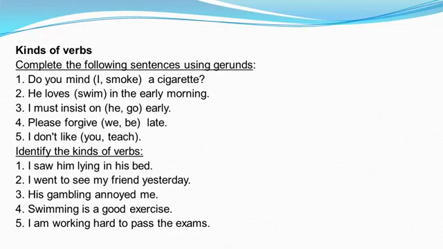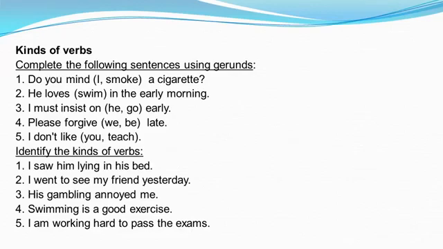Alright, now some other sentences. Identify the kinds of verb. I saw him lying in his bed. Here, lying is present participle. And second is I went to see my friend yesterday. And here, to see is infinitive.